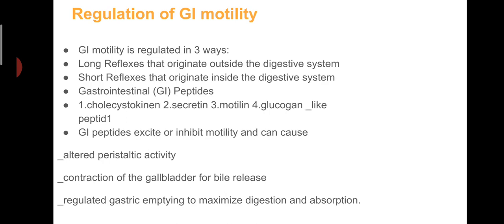Regulation of GIT motility. GIT motility is regulated in three ways: long reflexes that originate outside the digestive system, short reflexes that originate inside the digestive system, and gastrointestinal peptides: cholecystokinin, secretin, motilin, glucagon-like peptide 1. GI peptides excite or inhibit motility and can cause altered peristaltic activity, contraction of the gallbladder for bile release, and regulate gastric emptying to maximize digestion and absorption.